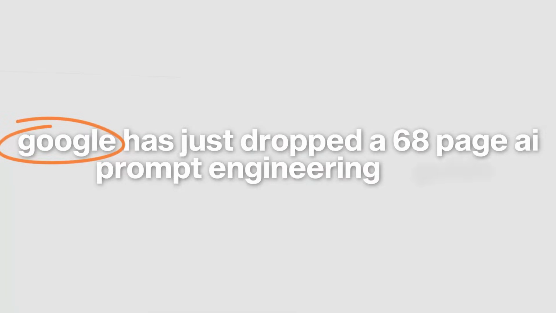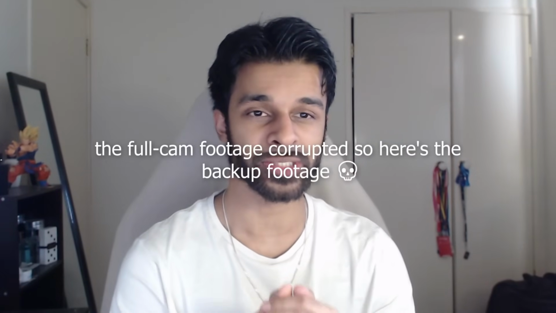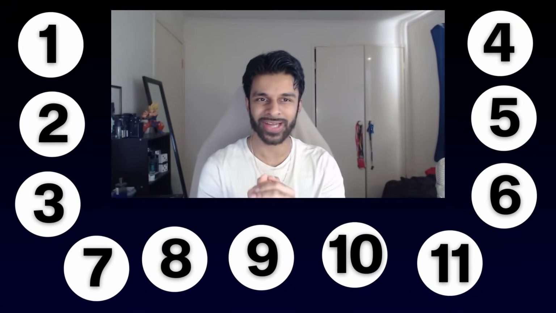Google has just dropped a 68-page AI prompt engineering guide, and what I'm going to be doing in this video is basically explaining the 11 main points, the 11 key takeaways, so that you guys don't have to spend 482 years of your life trying to decipher what all of this text means like you're Indiana Jones or something. I've never actually seen that movie, so I don't even know if that makes sense.